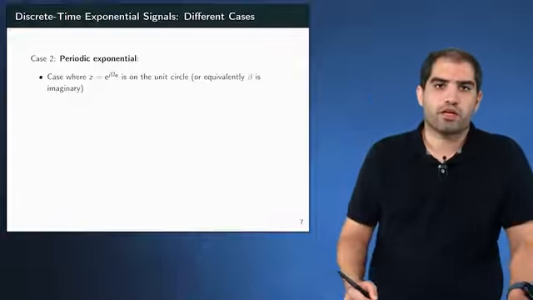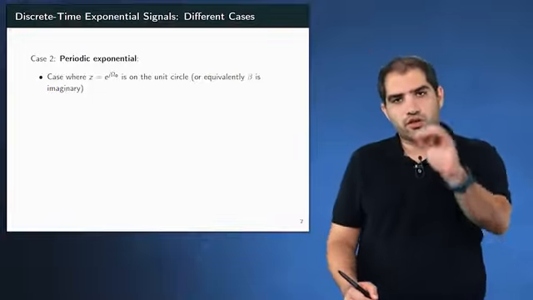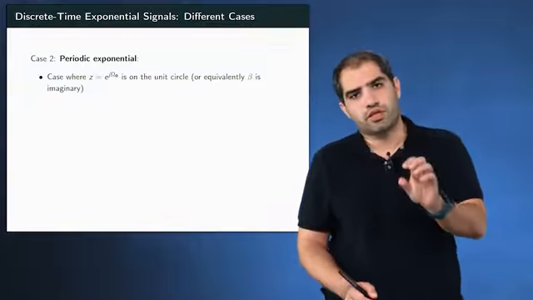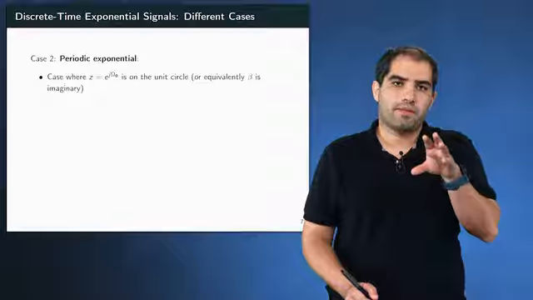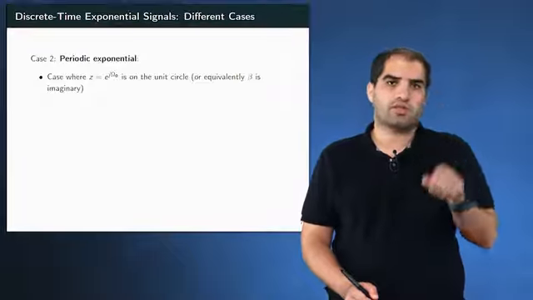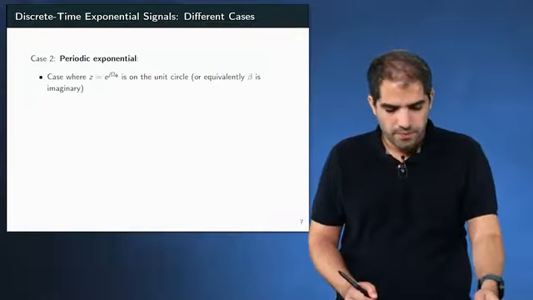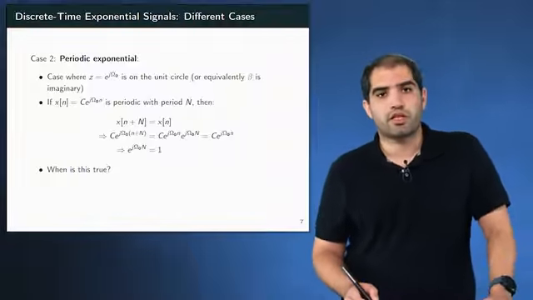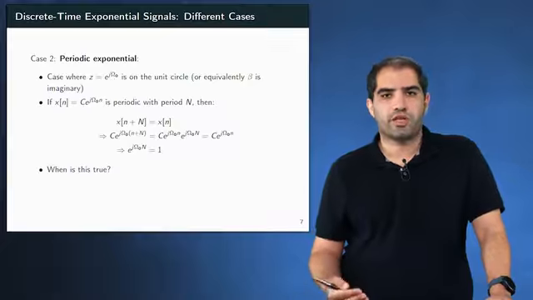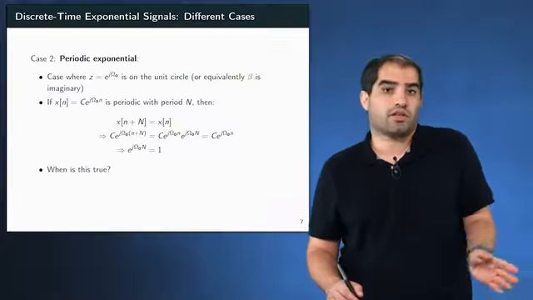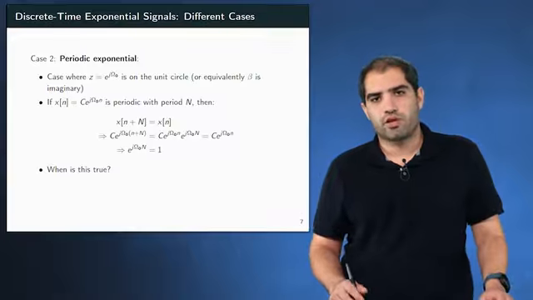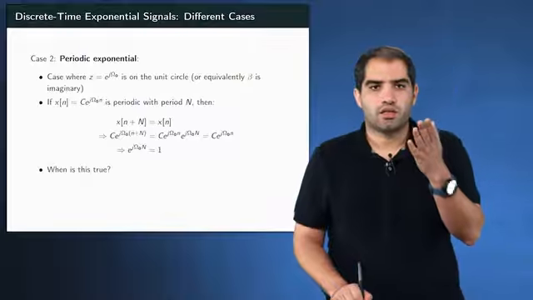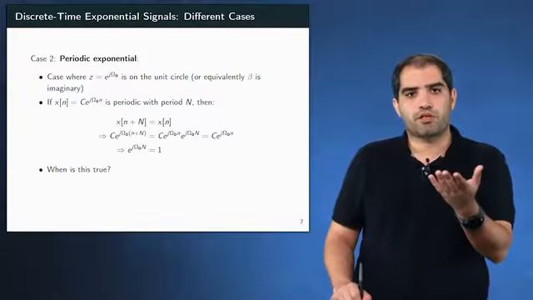The other case is when z is actually on the unit circle. So we talked about the case that z is inside the unit circle, and the case that z is outside the unit circle. And now the case that z is on the unit circle is also an interesting case. It's interesting to think about when such a signal is periodic. To have a periodic signal, we need some capital N such that x[n plus N] equals x[n]. So let's investigate under what condition these pure exponential signals are periodic.